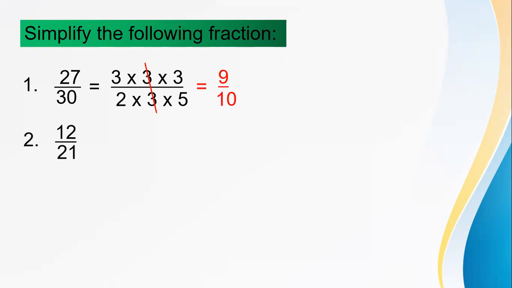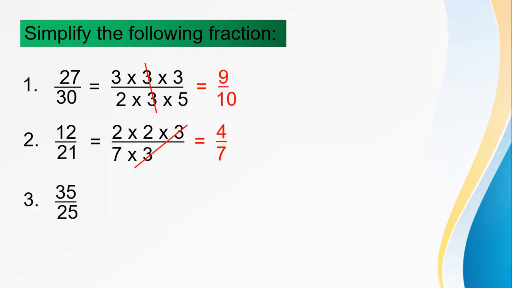Next, number 2 is 12 over 21. Factors of the numerator and denominator. We have 2 times 2 times 3 is 12, and 7 times 3 is 21. Then cancel the common factor. The remaining factors of the numerator are 2 and 2, multiply, and therefore we have 4 over 7. 7 will be the remaining factor of the denominator.